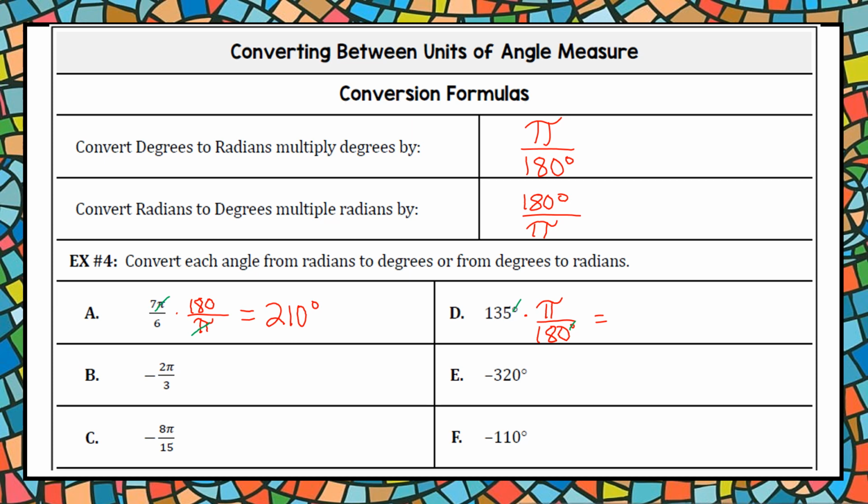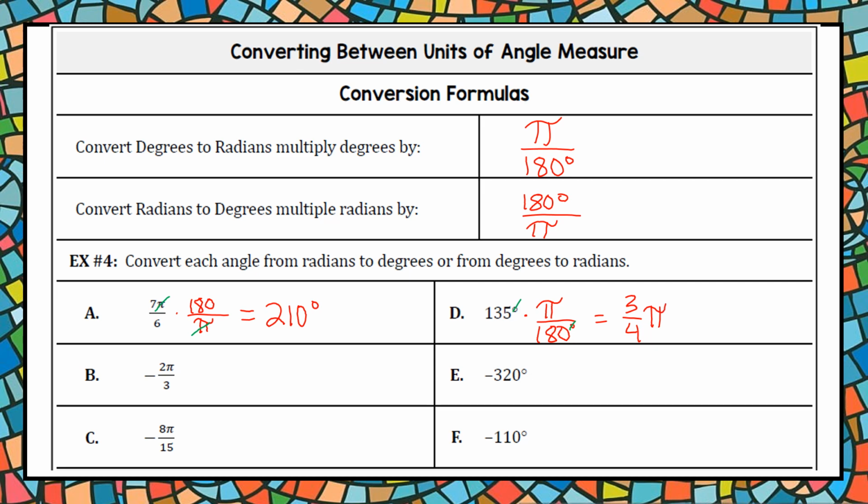Oftentimes with radians, things are written in terms of pi because radians are defined by units of pi. So the full circle is 2 pi, half circle is pi. So we usually want our radians to be in terms of pi. When I multiply that together and do a little simplifying, it comes out to 3/4 pi as that angle measure in radians.